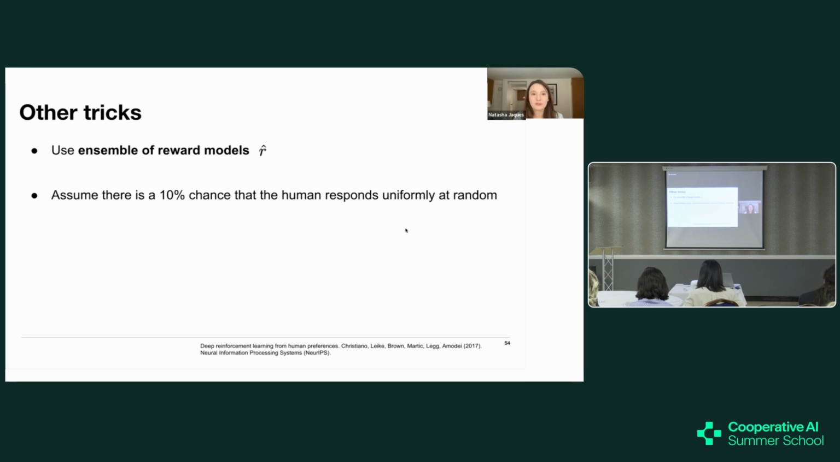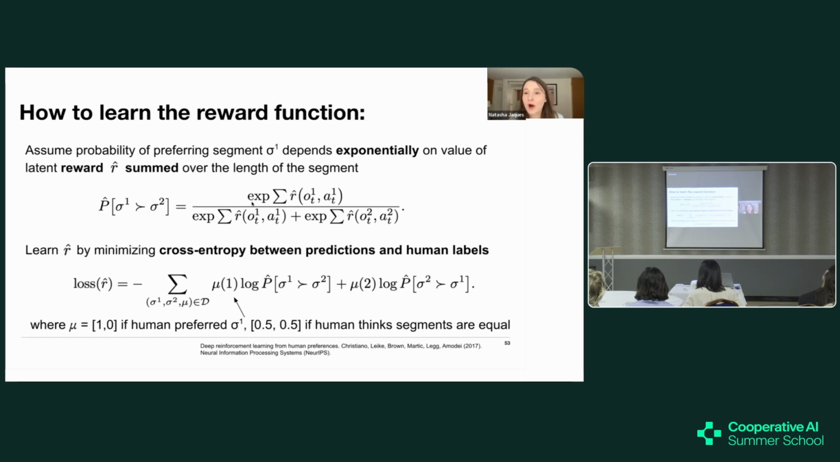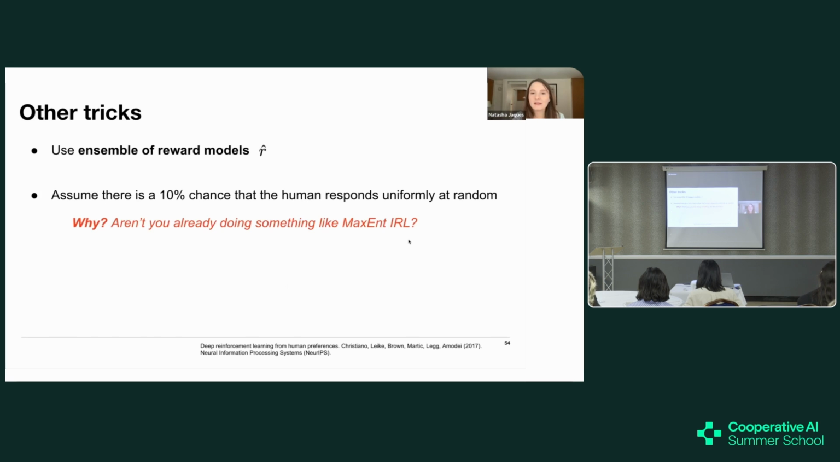And in this work, they do some other tricks where they use an ensemble of reward models. So that's nice. But they also do this thing where they assume there's a 10% chance that the human responds uniformly at random for any given label. So why are they doing that? Like we're already doing basically max entropy IRL, which is noisy, right? It's more probable that the human prefers a segment versus this other one if the reward is higher, but it's not absolute. So the maximum entropy framework already incorporates a bit of uncertainty, right? So why is it the case that they still say there needs to be this 10% chance that the human is responding uniformly at random? This is kind of a subtle issue, so I thought it'd be interesting to bring up. Anyone have an idea?